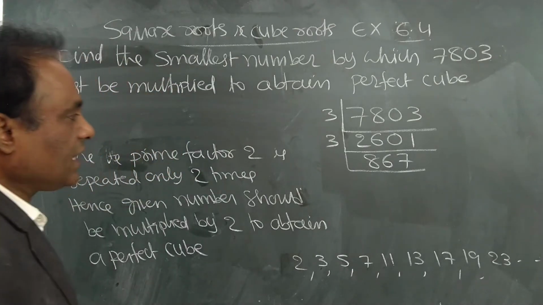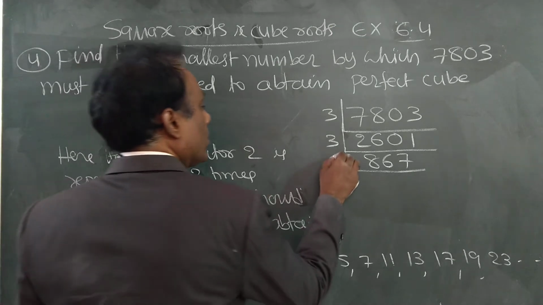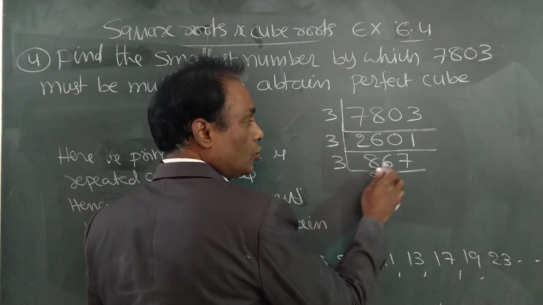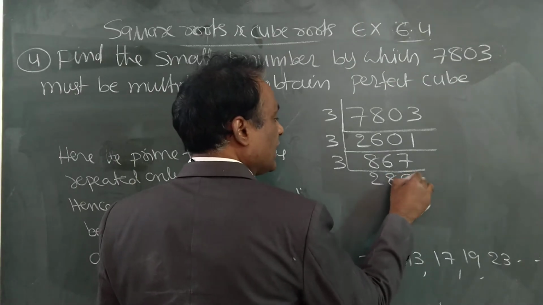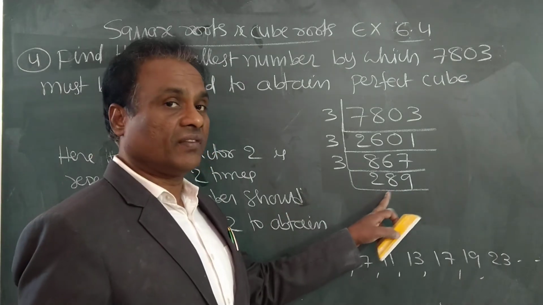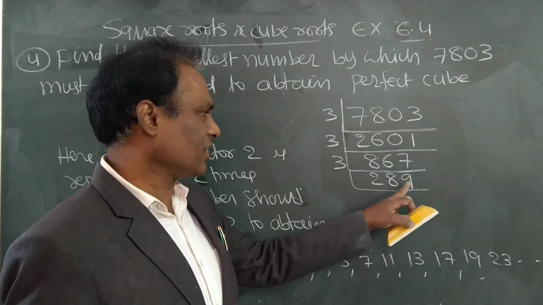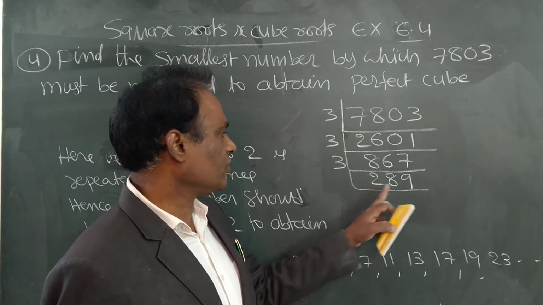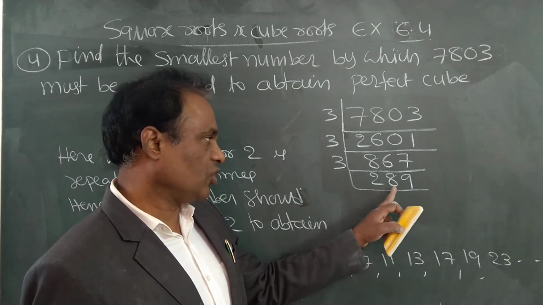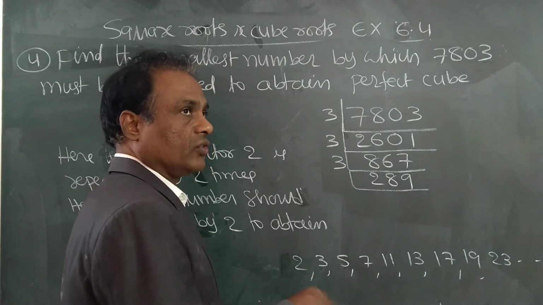Again, you try with 3. 3 2s are 6. 8 minus 6 is 2. 3 8s are 24. 3 9s are 27. Not divisible by 3. Next, 5. Not divisible because the last number should be 5. 7, 7 4s are 28, remainder 9. 11 2s are 22. No. 13 2s are 26. No.